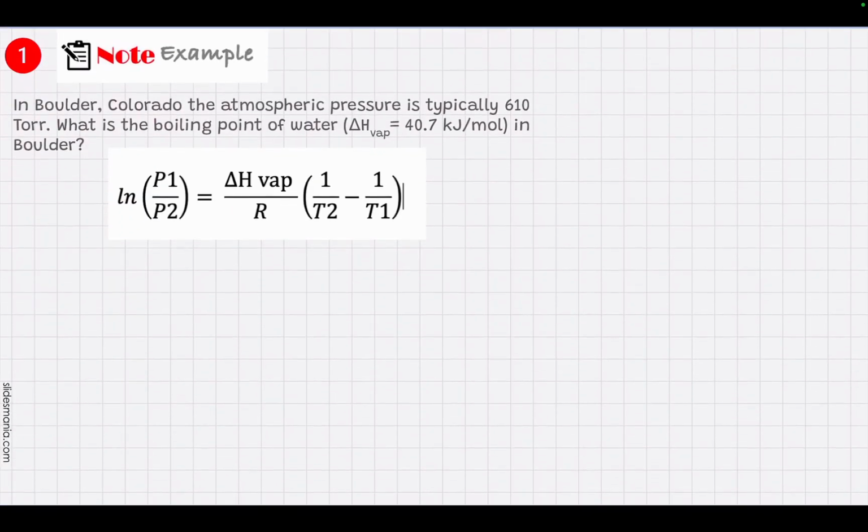So the next question is a little different. So now we are going to be looking for one of the temperatures. So in Boulder, Colorado, we have a pressure of about 610 torr. And we want to know what would that boiling point be if the enthalpy of vaporization of water is 40.7. This enthalpy of vaporization is at 100 degrees Celsius and 1 atmosphere of pressure.